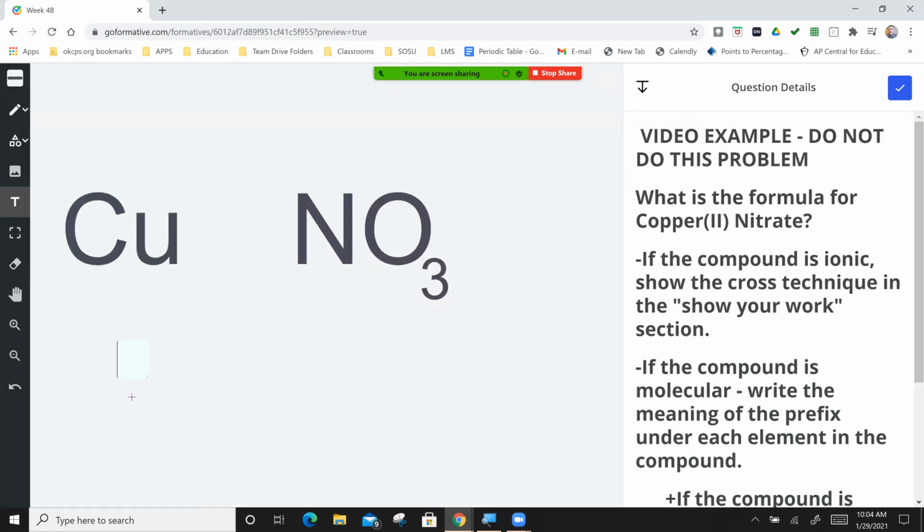So the copper was +2 because it's copper 2. And then nitrate, we looked it up and we said it is a -1. All right, and so we'll put in -1. We'll move that over here. Now, it's very important for you to recognize when you add 2 plus -1, does that equal 0? No. And so we have to make sure the sum of our charges equals 0 when we have an ionic compound. And so the best way to do that is to use the cross technique.